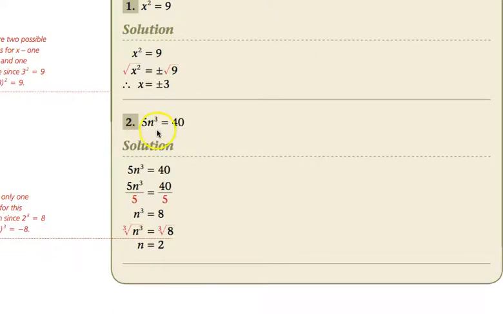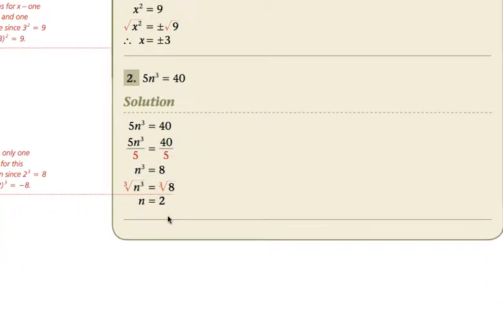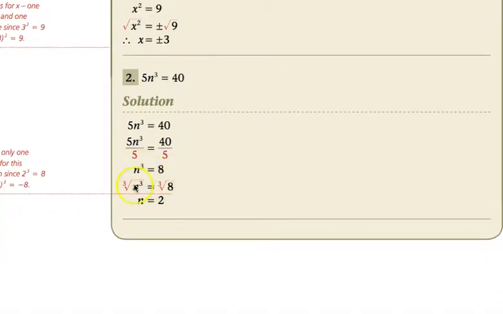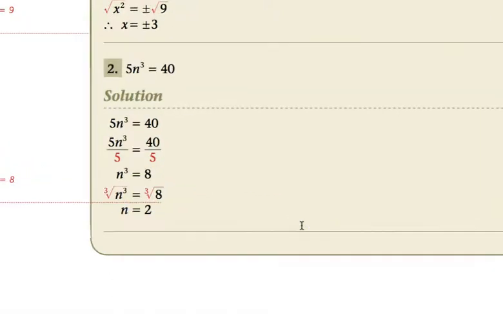If we had something like this, 5n cubed is 40, you'd divide by 5. So you'd get n cubed is, sorry, is that square? Yeah, cubed is 8. So you would take the cube root. So they're doing cube root of both sides. But obviously cube root and cube cancel, and you can just show it on the right-hand side. That n would be the cube root of 8.